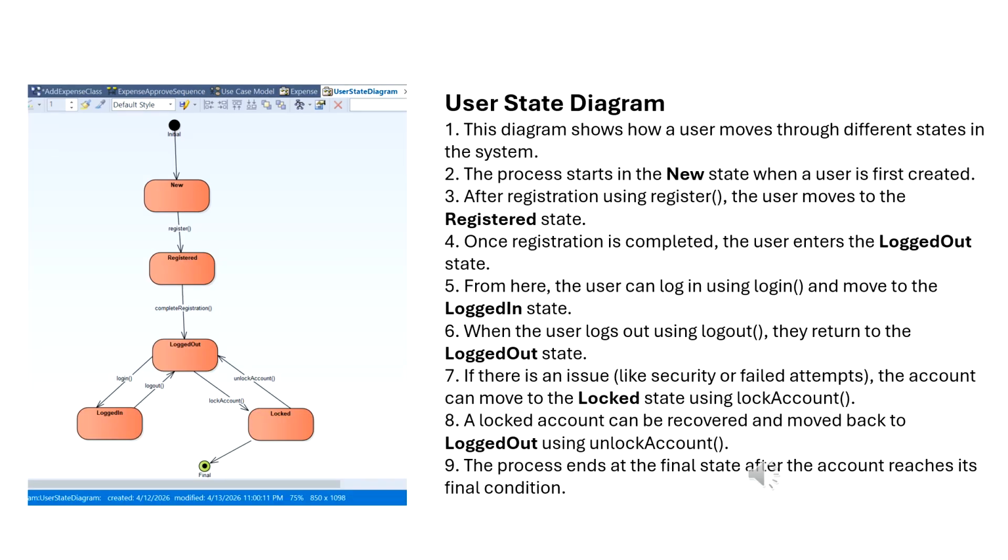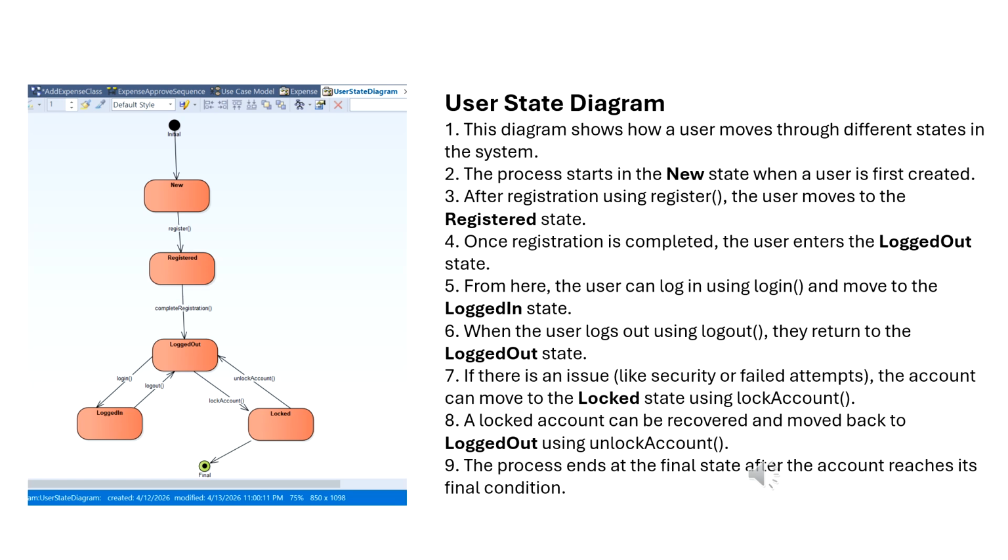This slide shows how a user moves through defined states. A user starts in the new state. After registration using register, the user moves to the registered state. Then the user goes to logged out state. From there, the user can log in using login and move to logged in. If the user logs out using logout, they return to logged out.